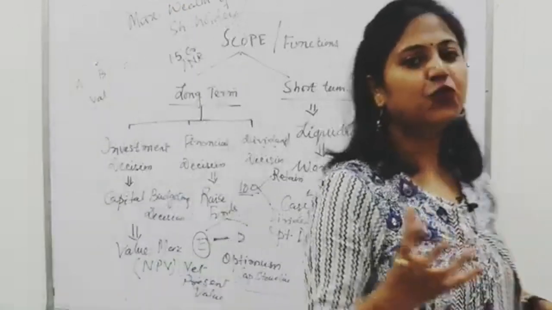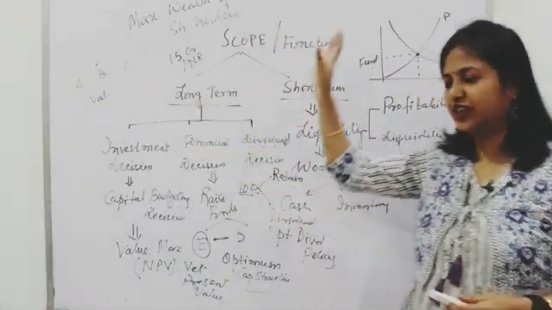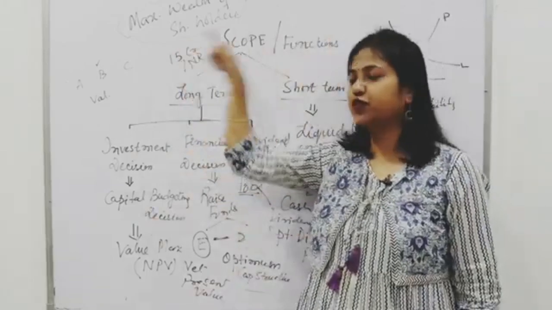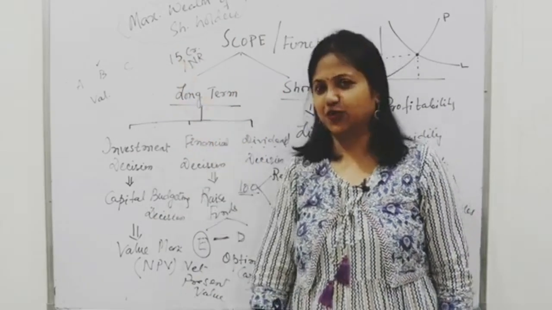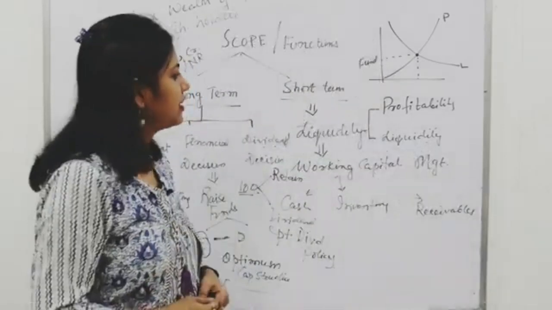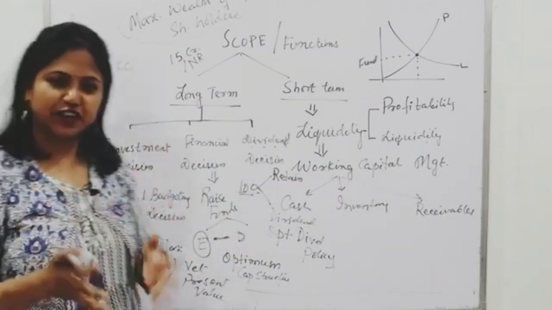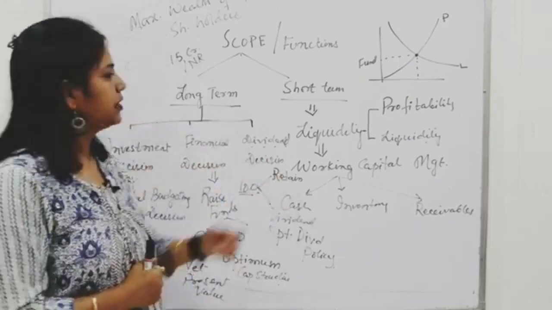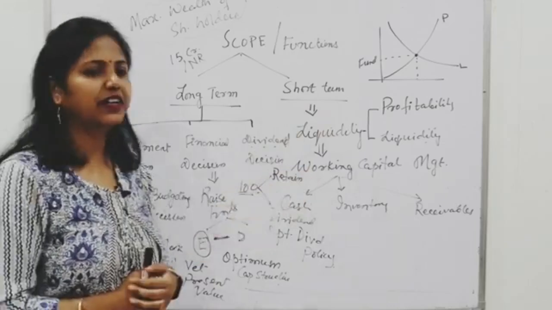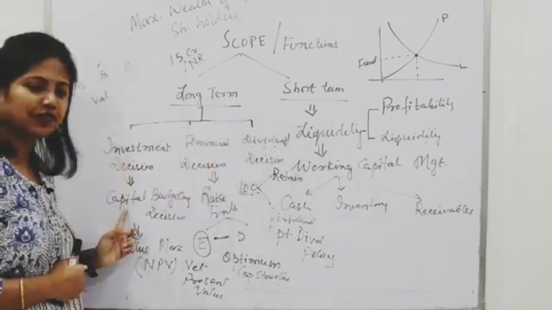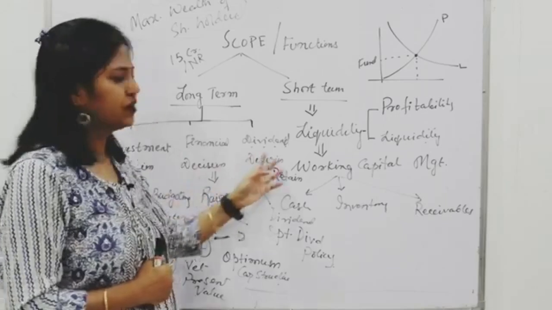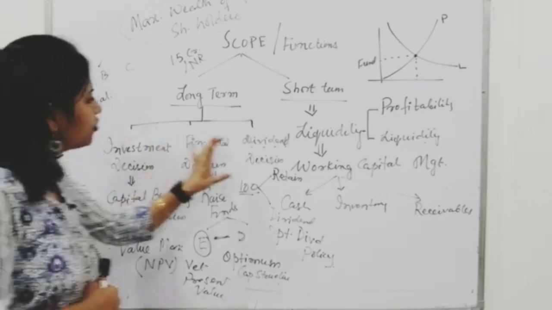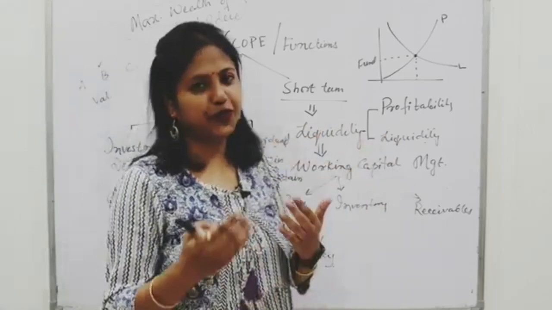So friends, ultimately what we are doing is trying to maximize the wealth of the shareholders. Whatever decisions we are taking, ultimately our objective is to maximize the wealth of the shareholders. This is all about today's lecture. We have seen what financial management is all about, and what the different functions, or scope, of financial management are. Short term is all about working capital management, and long term we have the investment decision known as the capital budgeting decision, the financing decision, and the dividend decision. We will have separate elaborated videos covering each of these decisions. So friends, now you know where we are starting from.